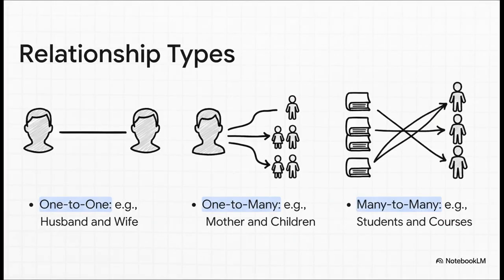Simple as that. And those connections, those relationships, they can look a few different ways. Just like in the real world. You can have a simple one-to-one, like one husband to one wife. A very common one is one-to-many, like one mother can have several children. And then you get the more complex many-to-many scenarios, like many students signing up for many different courses.